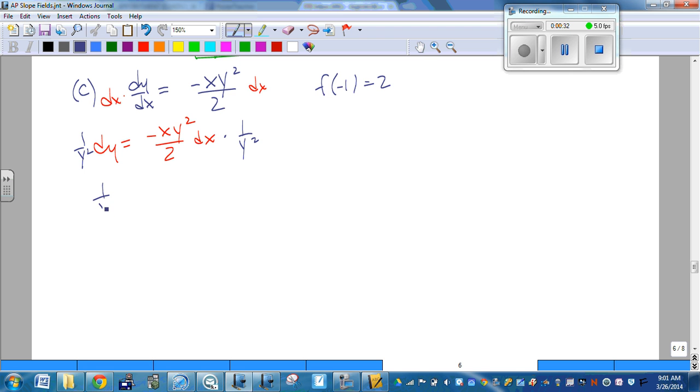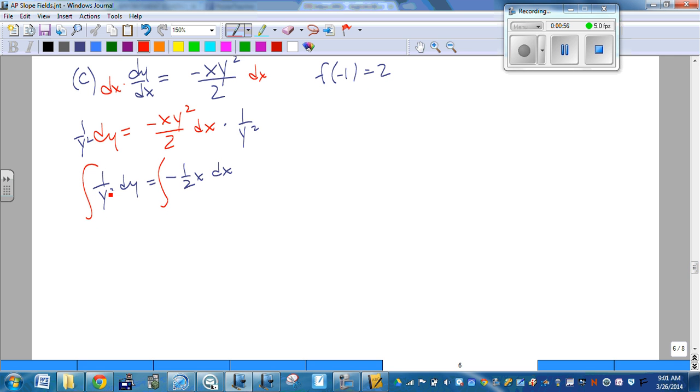So we end up with 1 over y squared dy equals, I'm going to write this as negative 1/2 x dx. So we've successfully separated the variables, the y's and the dy on one side, x and dx on the other. This is worth 1 point. Then the next step is to take the antiderivative of each side. And in this process, there are 3 points awarded.